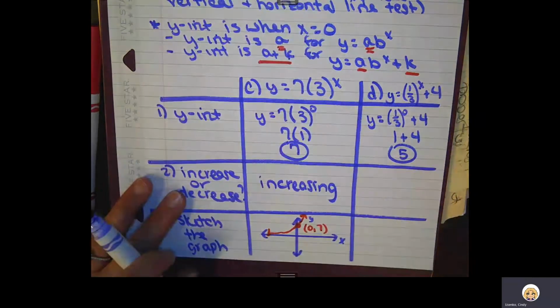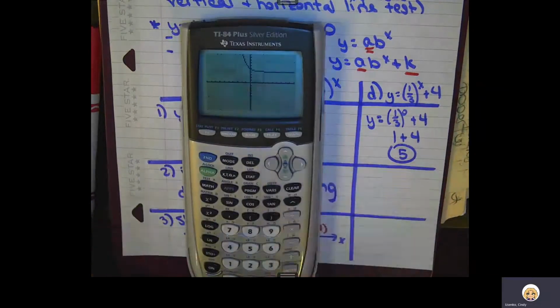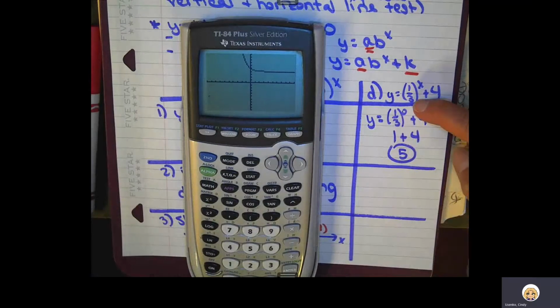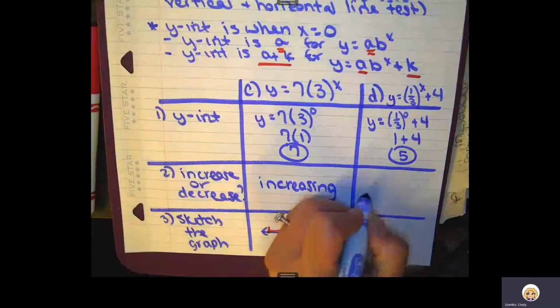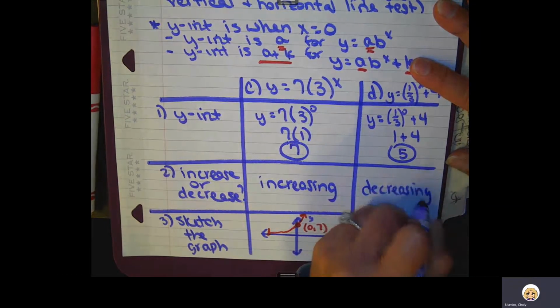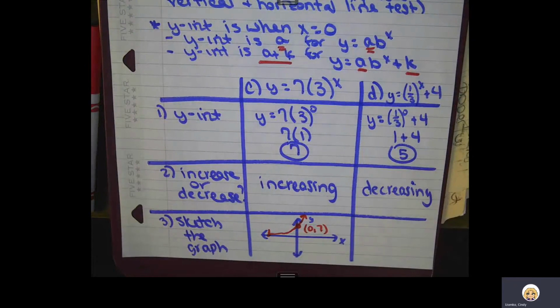Number 2, increasing or decreasing. Well, if you look at the graph, you can already tell it's going down. Also notice that the number as the base is between 0 and 1, so that means it's going down, it's decreasing. So if you have a fraction attached to your exponent that's less than 1, it's decreasing.